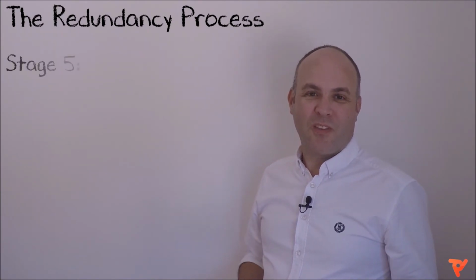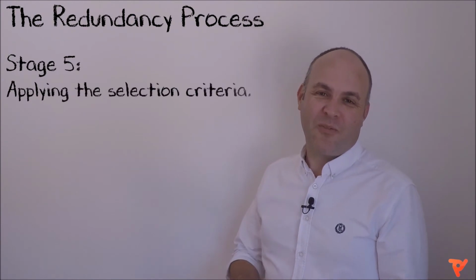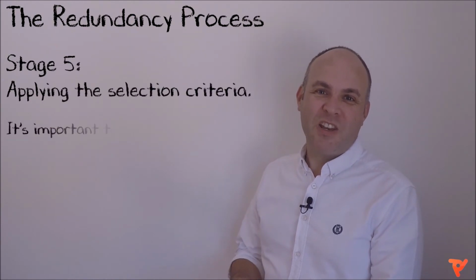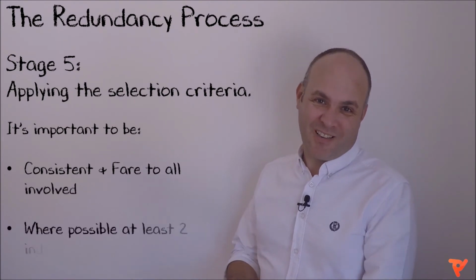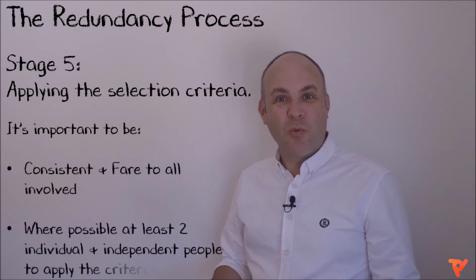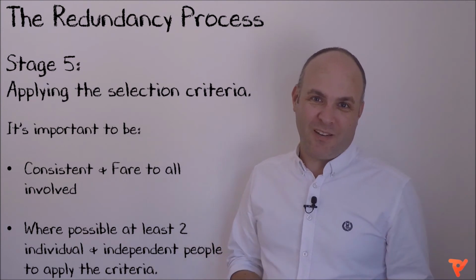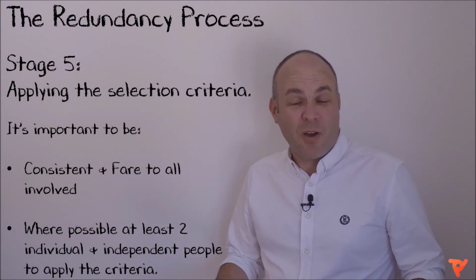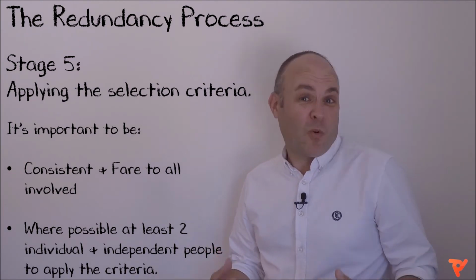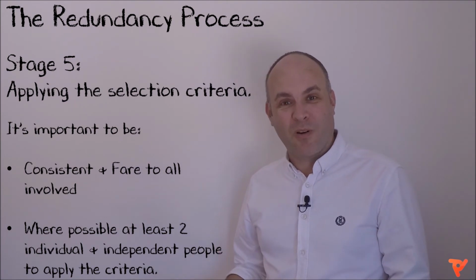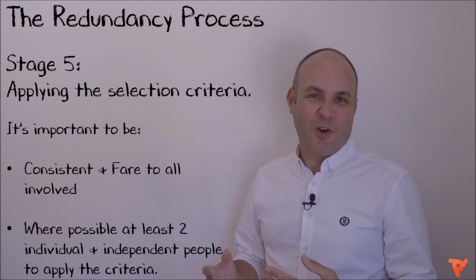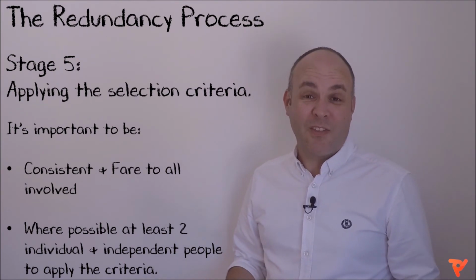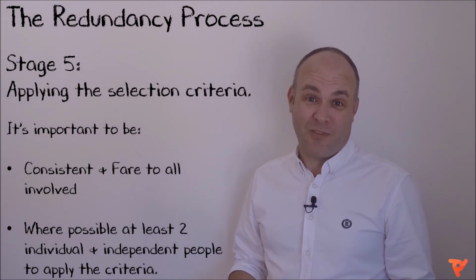Stage 5, we're now going to apply the selection criteria. Above all else, this process has to be consistent and fair when you're scoring each individual employee against your selected selection criteria. If possible, use 2 or 3 people who are independent of the process to do so. It might be that you want to bring someone like myself or one of my colleagues in to help you apply this so it's fair and it's consistent and there are no personalities involved. At the end of the day, you're dealing with people's lives.